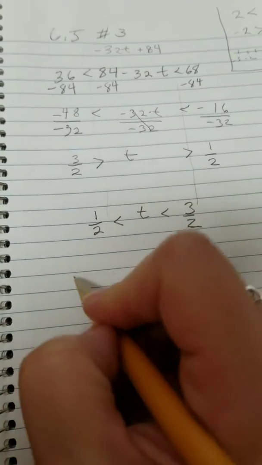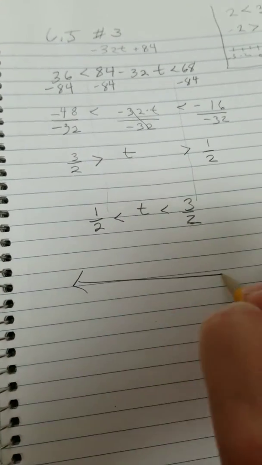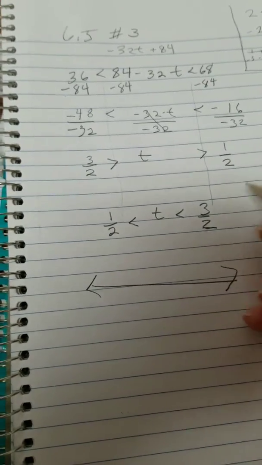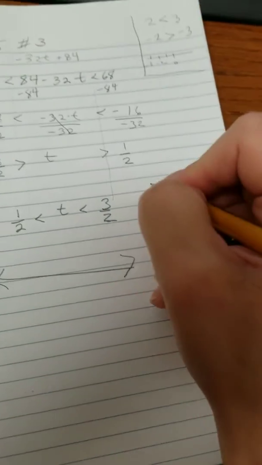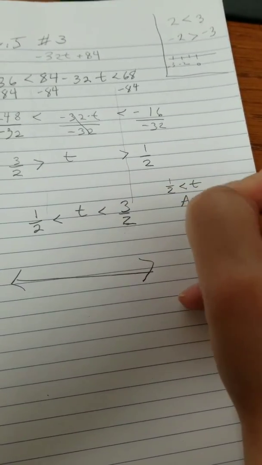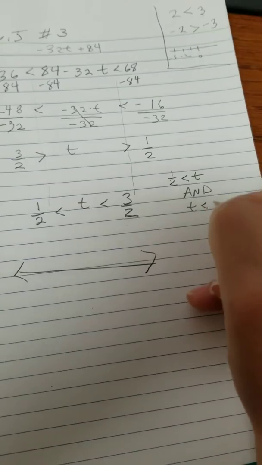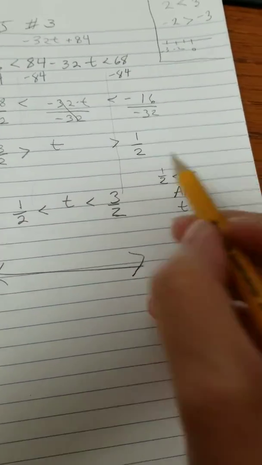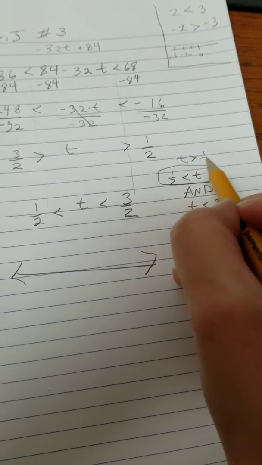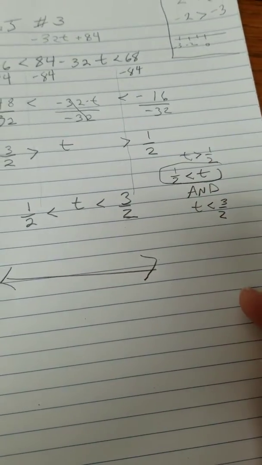Okay, so looking at the number line, when you see this, this is the same thing as if you had written 1/2 is less than t and t is less than 3/2. And you could think of this as really being that t is greater than 1/2. Just kind of thinking of the relationship there.